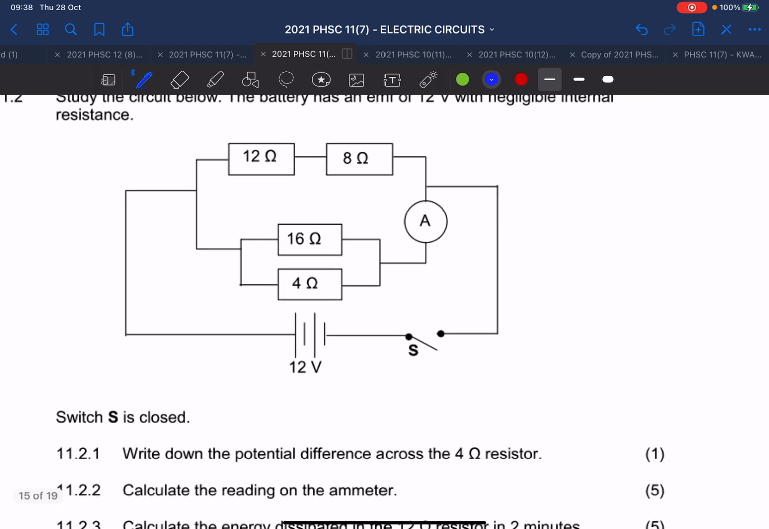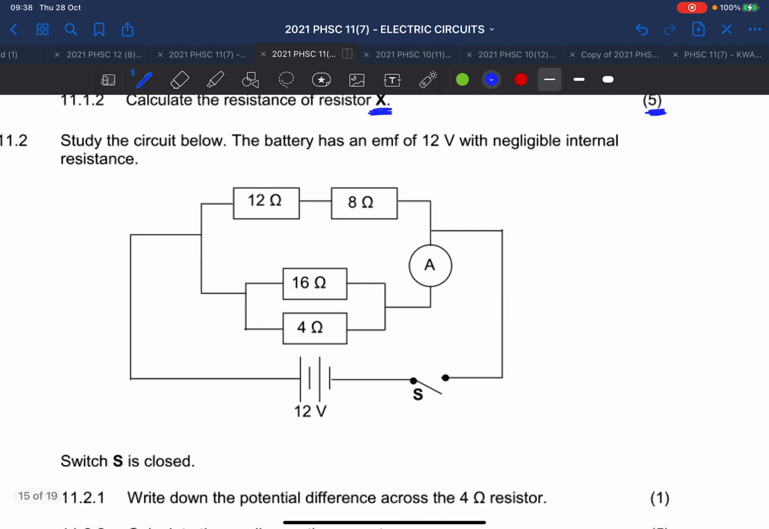Now, next question there. They say, study the circuit below. The battery has an EMF of 12 volts with neglectable internal resistance. Tapelo, what is EMF? It's not in your notes. It was last year. I forgot to put it in again. There. EMF. You can either tell me what it stands for or what the definition is.